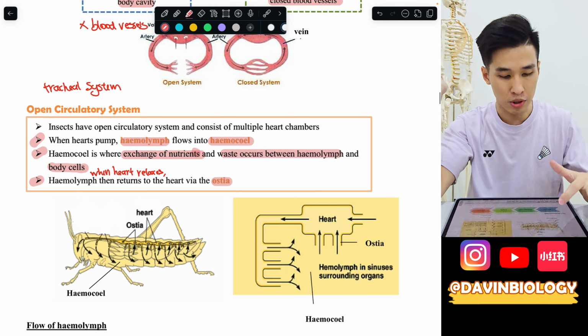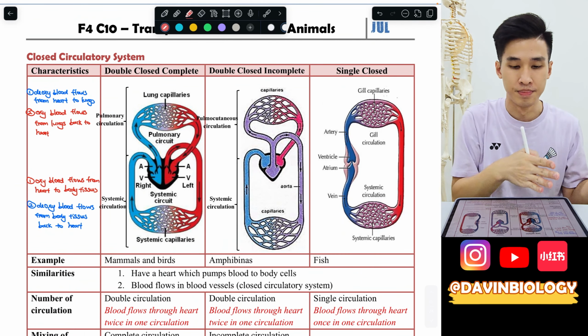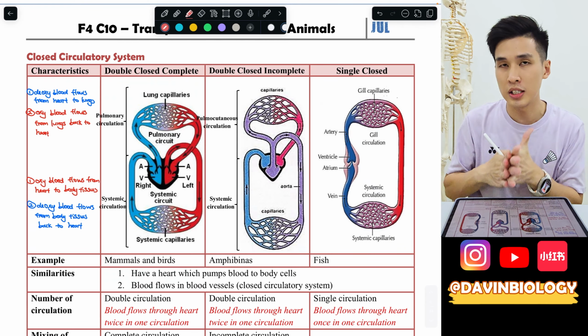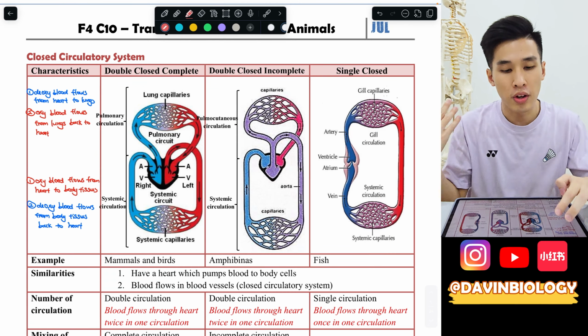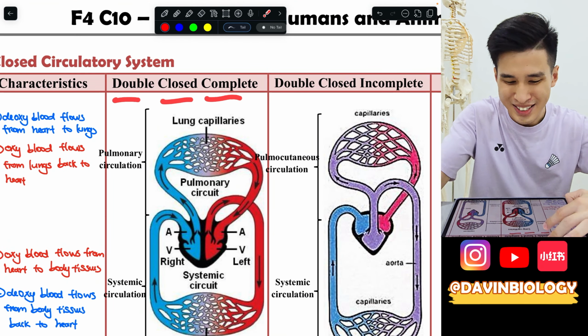Now the more important one is actually the closed circulatory system, where they will ask you to compare between 3 different animals. So you have double closed complete, double closed incomplete, and single closed. For double, every word actually has meaning, like you learned in science last time.